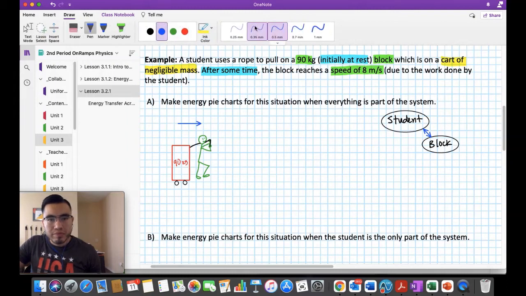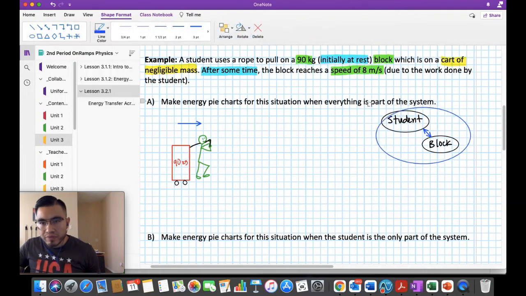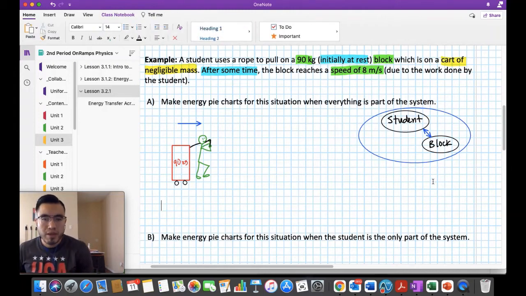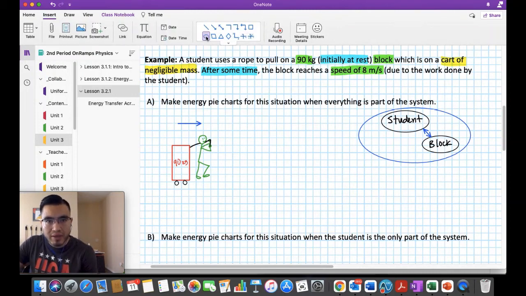Or we're going to add a boundary. There you go. There's a boundary. Perfect. Now let's add the pie charts real quick. I don't want to make this that long. So here's one.